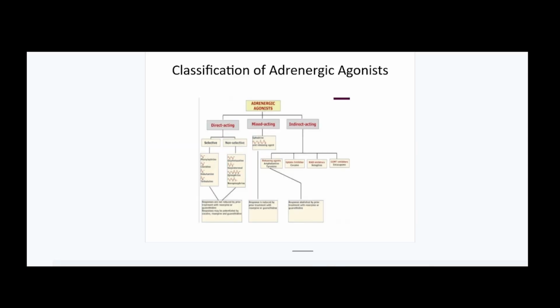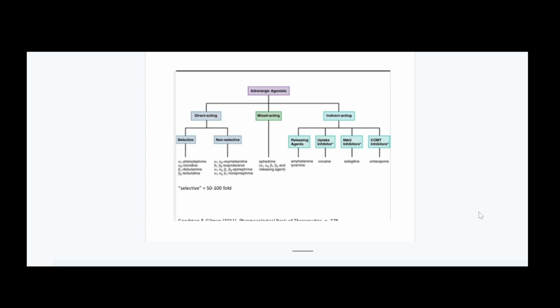We have the direct acting, those that act on the receptors itself. They bind to the receptors and they stimulate the receptors. We have the mixed acting and we have the indirect acting. Let's move on to the next slide. If you look closely, the direct acting can be further divided into selective and non-selective.